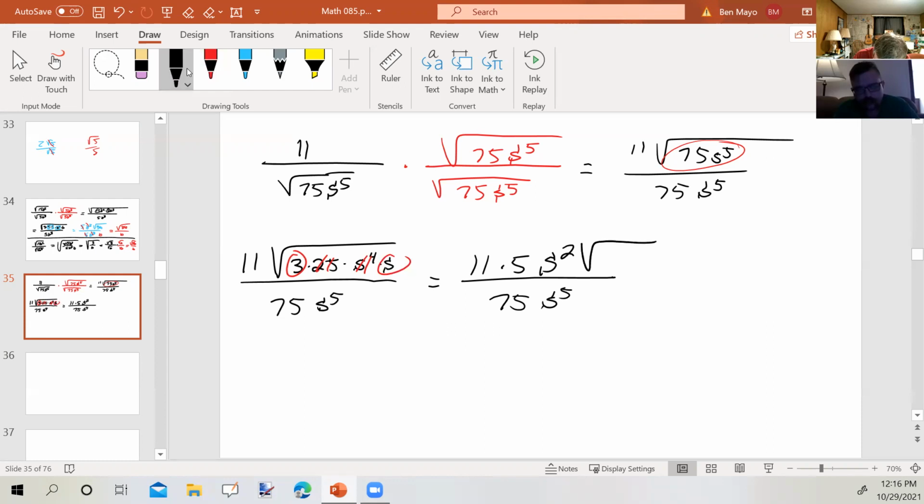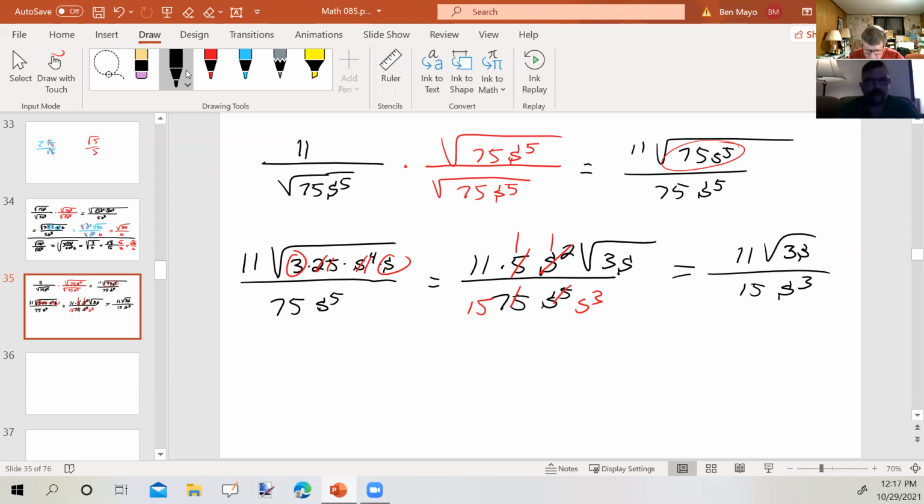So now I've got the square root of what? 3s inside. Okay. Oh, I can reduce the 5 and the 75 to 1 over 15. I can reduce the s squared over s to the 5th as 1 over s cubed. So what have I got now? I've got 11 square roots of 3s over 15s cubed. Okay. You all right with that? Yep. A lot going on there, but we got there.